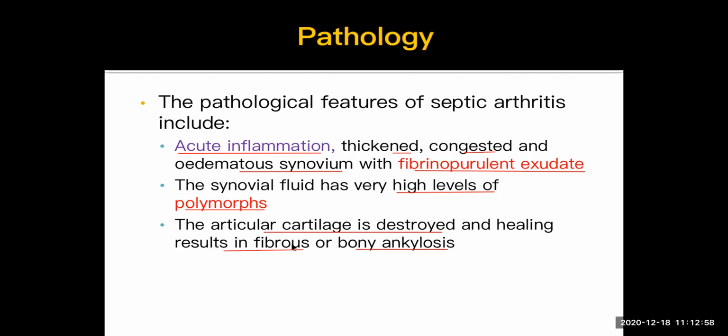Fibrous ankylosis is better here than bony. With fibrous ankylosis, we can still remove those fibrous septa or fibrous bands, and something can still be done. But once bony ankylosis occurs, we have lost the function of the joint. Then only one treatment is left, that is total arthroplasty.